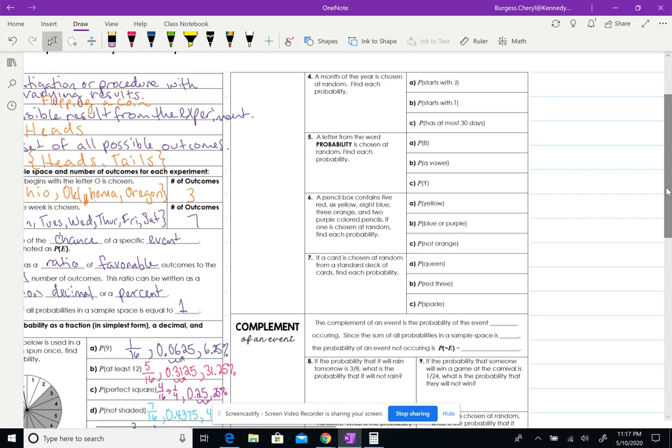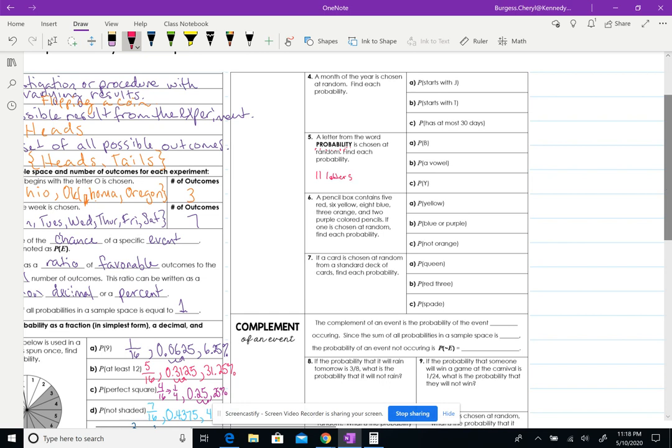And let's go ahead and do number 5. A letter from the word probability is chosen at random. Find each probability. Okay, so first thing, let's go ahead and count how many letters are in the word probability. So 1, 2, 3, 4, 5, 6, 7, 8, 9, 10, 11. Okay, so that's 11 letters. So that's our total, right?